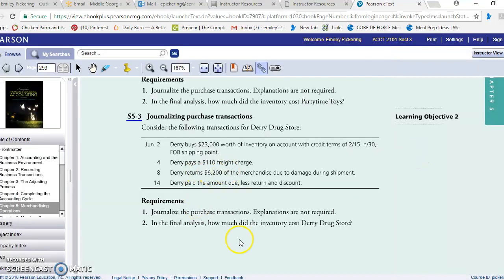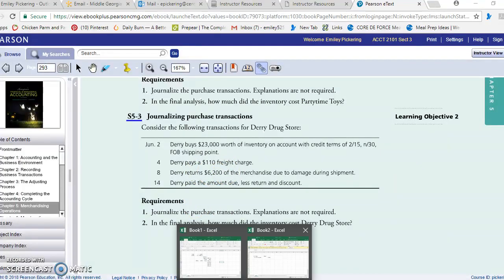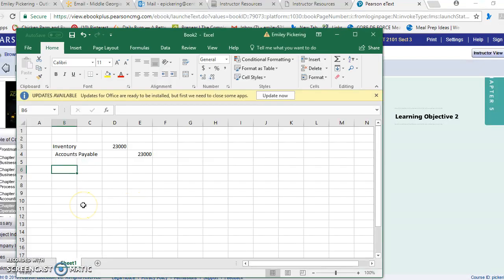Then they pay $110 in freight charges. So I'm going to decrease my cash and I'm going to increase my inventory because anything that has to do with getting the inventory to you is included in the cost of inventory. So as a buyer, there are only 3 accounts that you can choose from: inventory, accounts payable, and cash.